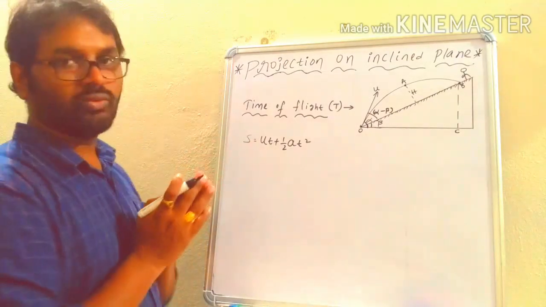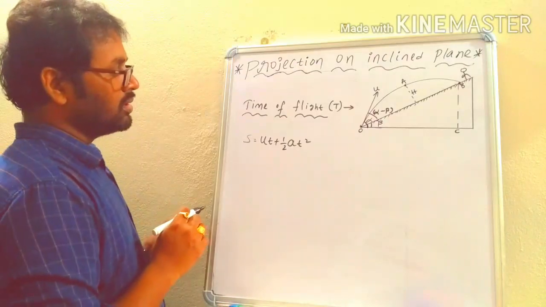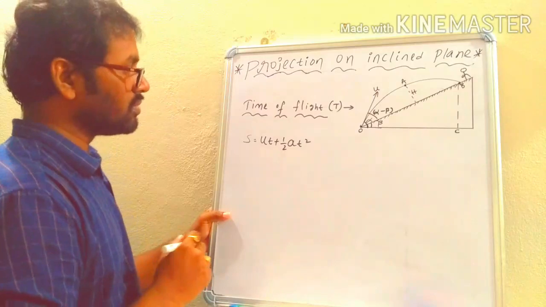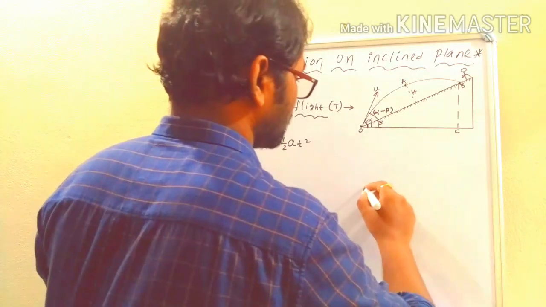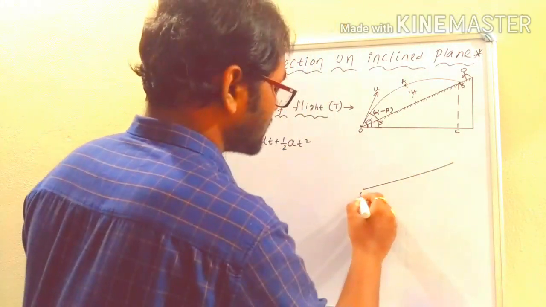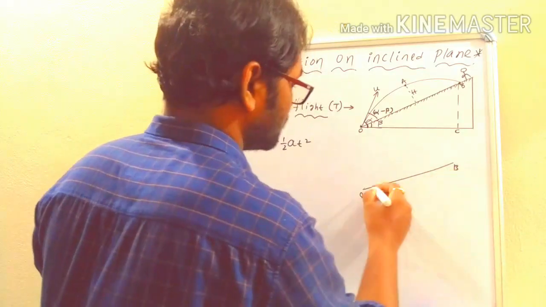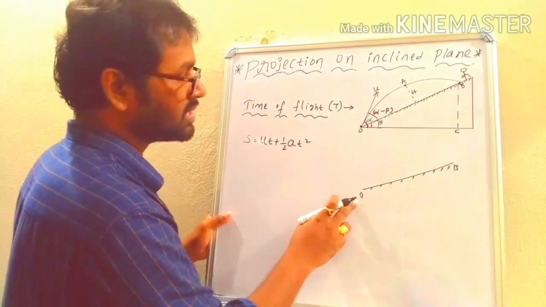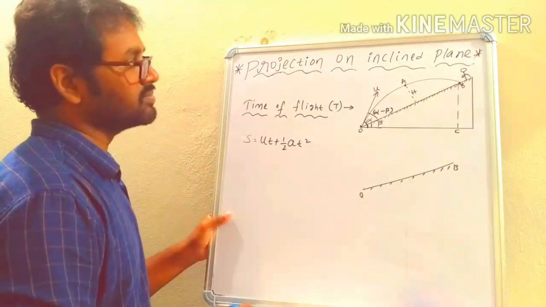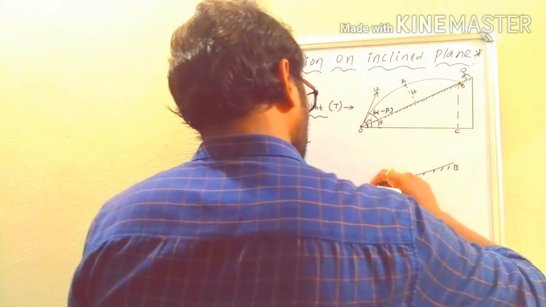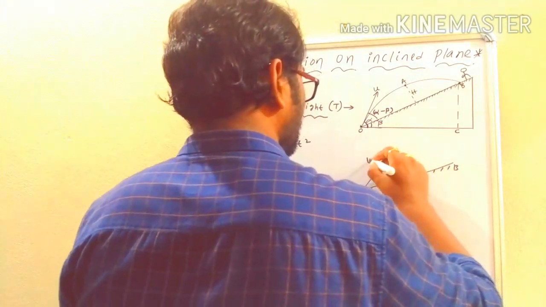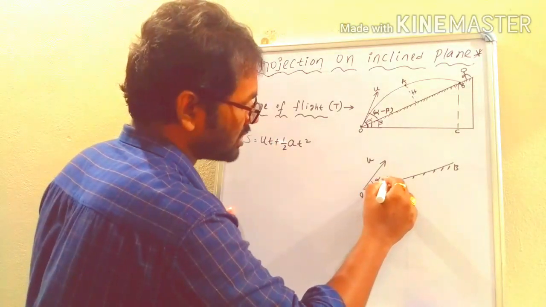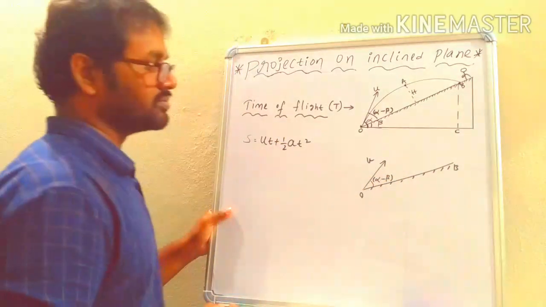But how to handle this equation is important. You need to take this equation in one particular direction. Suppose I draw the same thing: O is the initial point and B is the final point. And here is the projection velocity u, which makes with the plane, as I mentioned, an angle alpha minus beta.